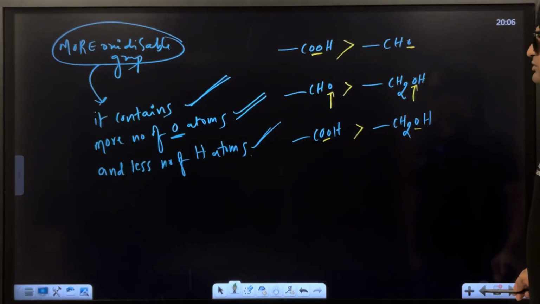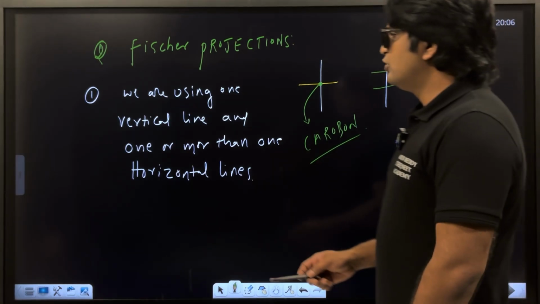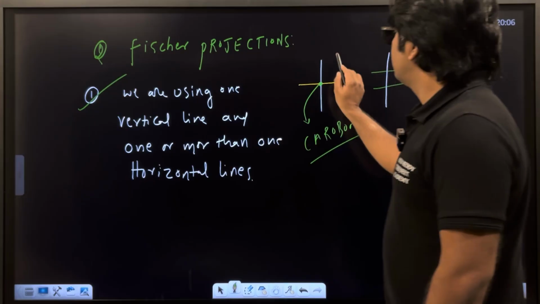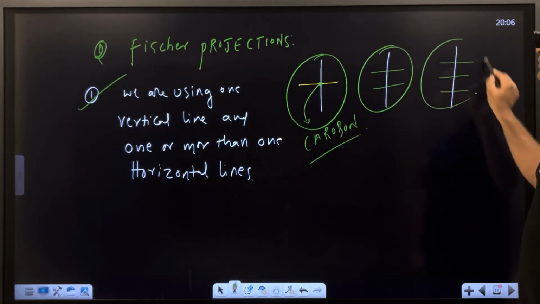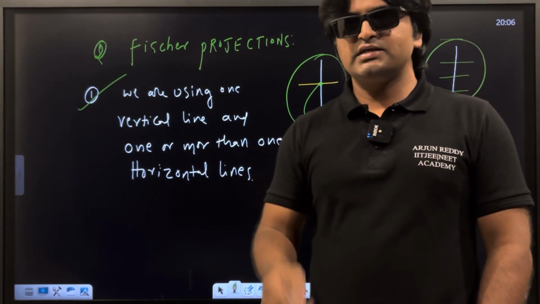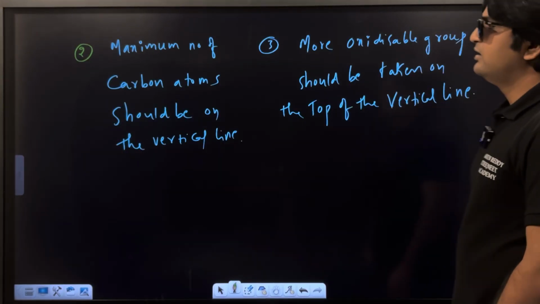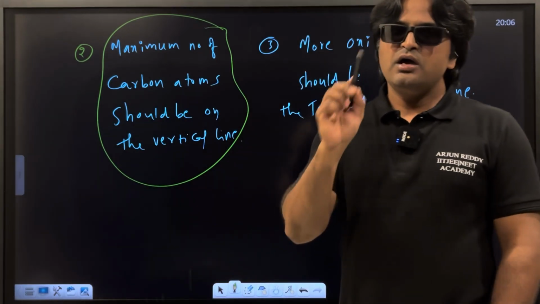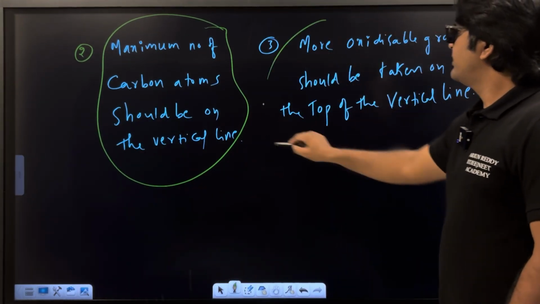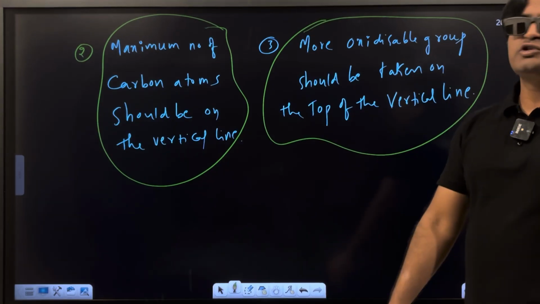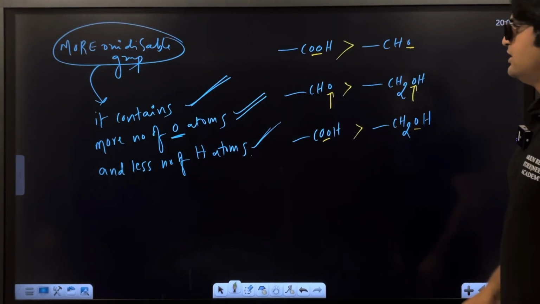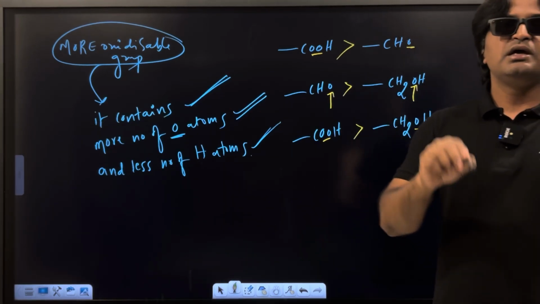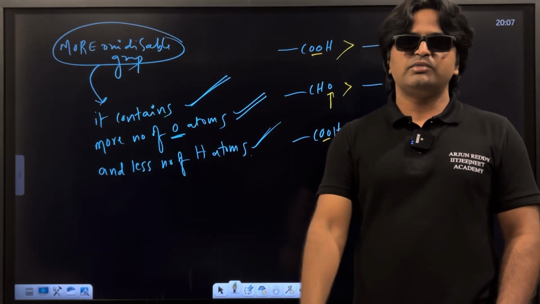Once again, come back to all these points one by one. Then we will go for examples. What is the first point given? Whatever the molecule given, what we are using? One vertical and one or more horizontal lines. What is the second point? Whatever the given molecule, maximum number of carbon atoms should be taken on the vertical line. And what is the third point? More oxidizable group should be taken on the top of the vertical line. This is the way in identification of more oxidizable group: group which contains more number of oxygen atoms and less number of hydrogen atoms.